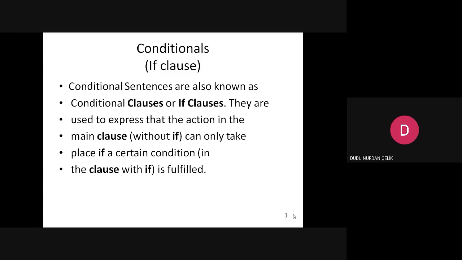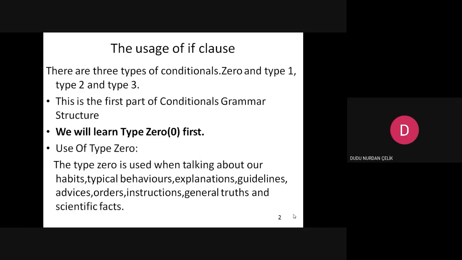Conditionals, in other words if clauses, are conditional sentences also known as conditional clauses or if clauses. They are used to express that the action in the main clause can only take place if a certain condition is fulfilled. Let's explain what this means. How do we use an if clause or conditional?